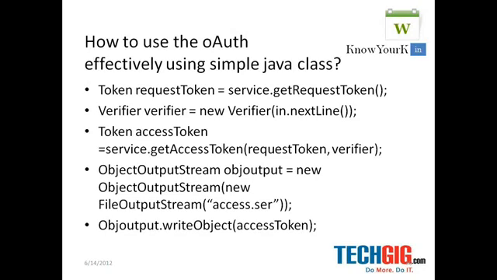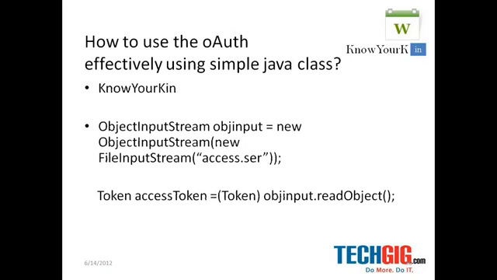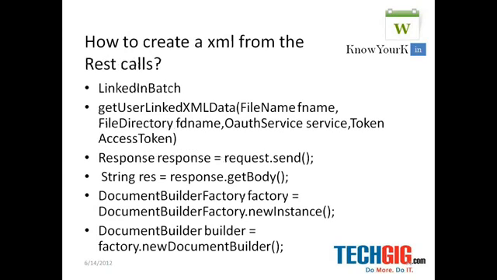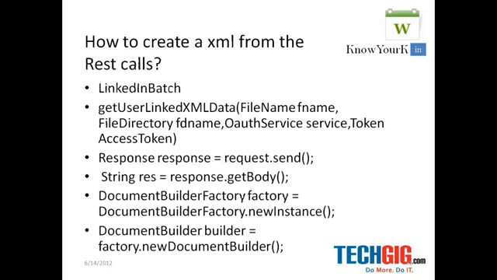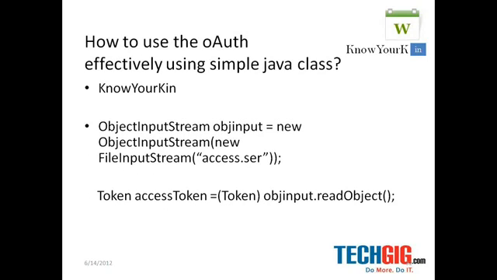So for that purpose, we have an object output stream where we write the access serve file within the drive itself, or within the local system itself. And you can pass this object input stream. Basically, you can access this access serve file from the object input stream, where you invoke the object input stream from a different class, other than the main class which you expose to the client. And we can also read this object input as an access token object, which has been converted into a token object.